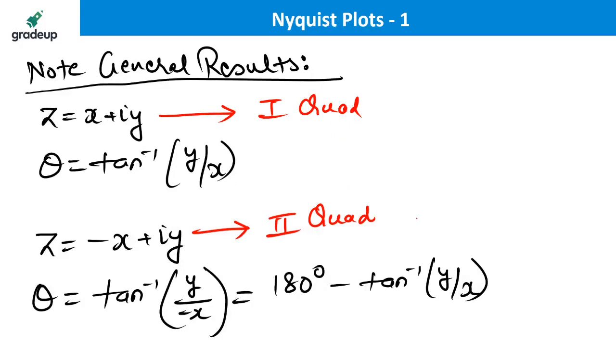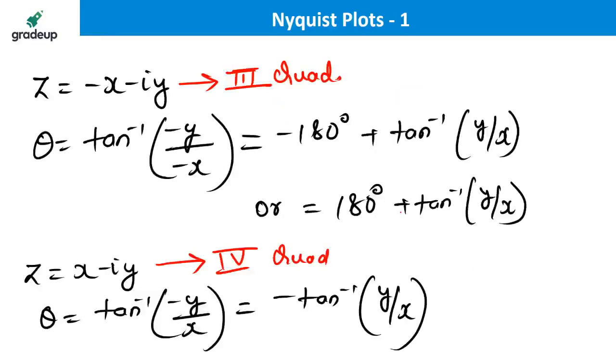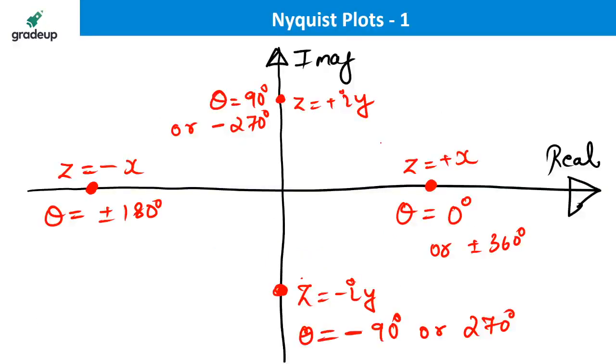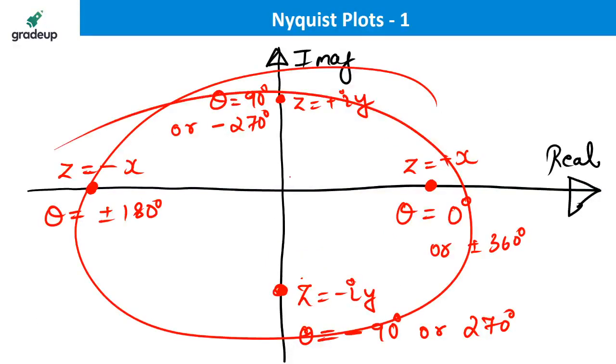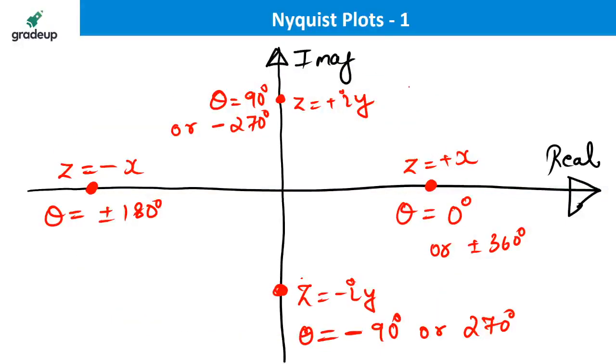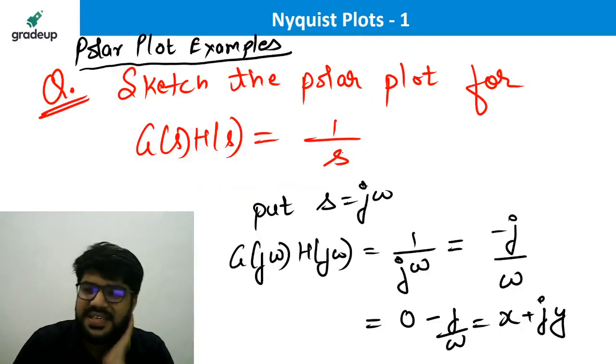First quadrant angle, second quadrant angle, I've given you all answers. Tan inverse of y by minus x is 180 minus tan inverse y by x. Third quadrant, fourth quadrant, and apart from that, very important, what is the angle on any coordinate axis, that must be known. This is very helpful in solving the questions. Angle at all the coordinate axes, we had seen this.